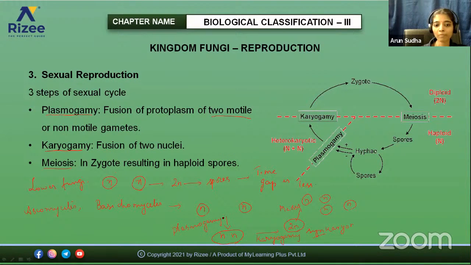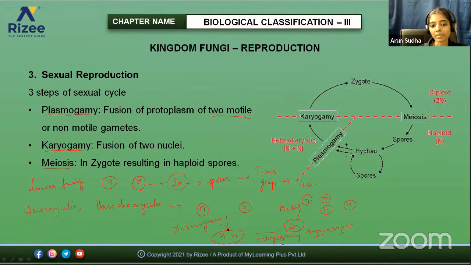But what happens here? There is a long gap between plasmogamy and karyogamy. As a result of this long gap, there occurs a binucleated stage. So hope it is clear. Here, immediate fusion will happen, that is, there is no time gap. After the fusion of the protoplasm, the fusion of nuclei also happens, so immediately it results in the formation of the diploid state.